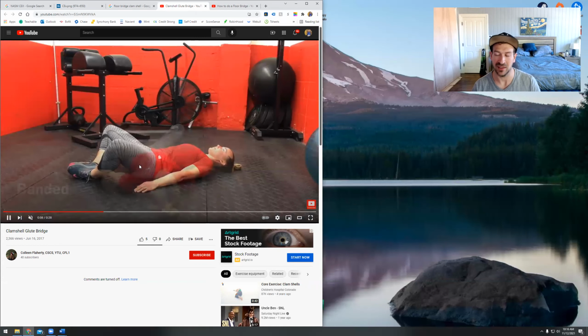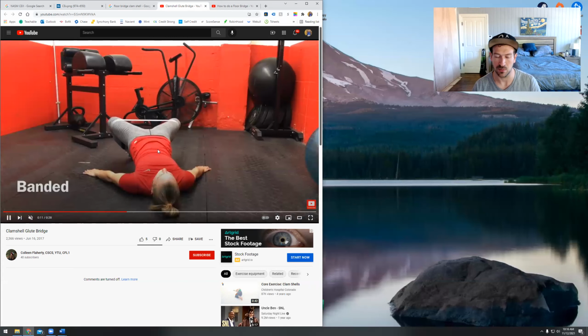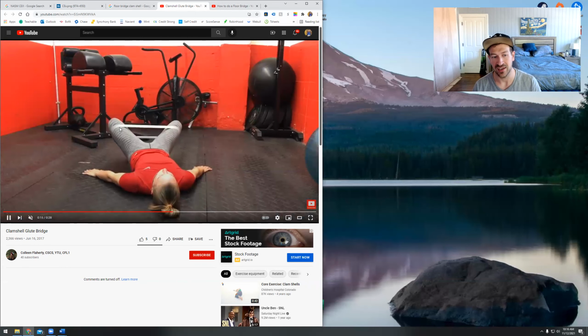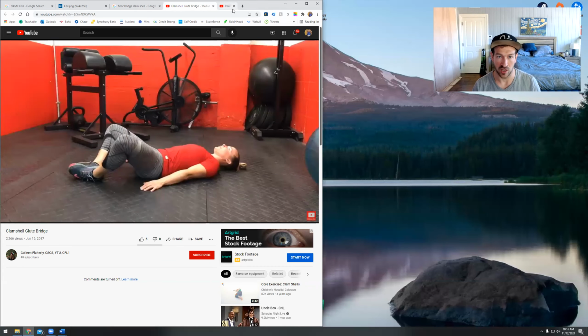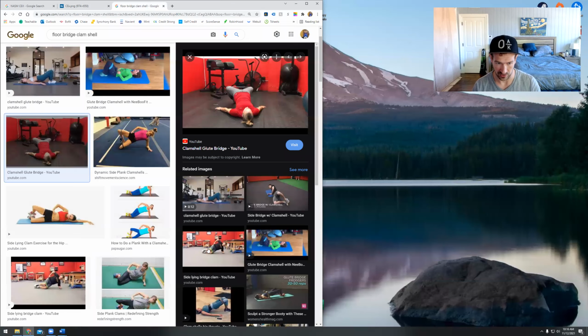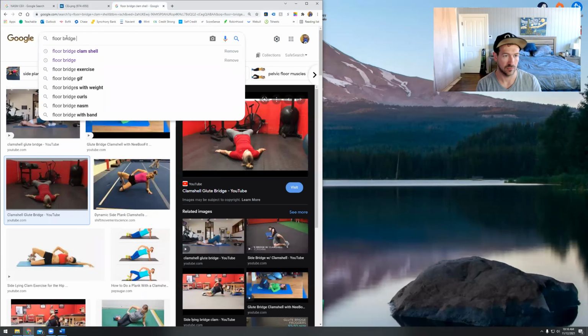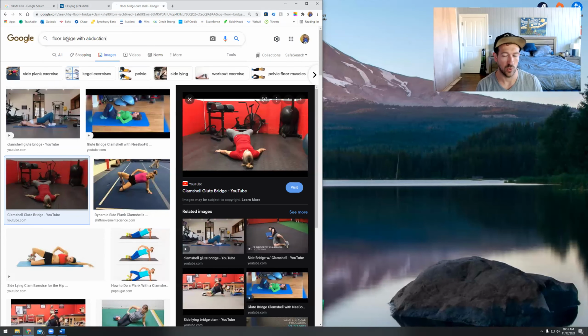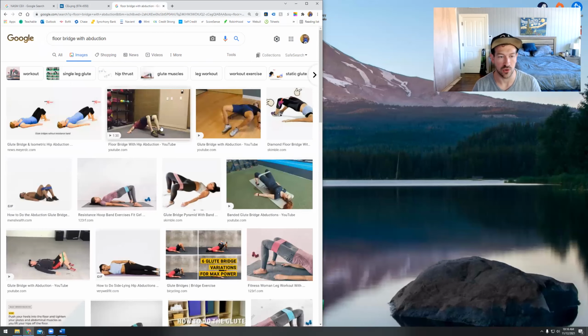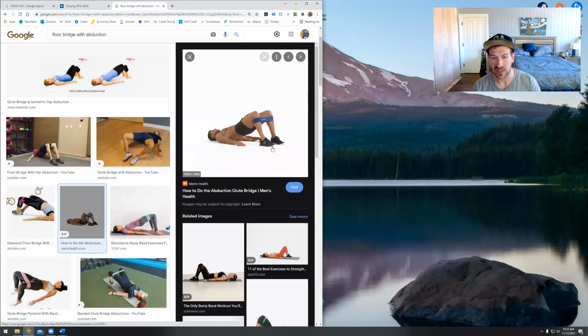So that's getting a little bit less of the gluteus maximus, and a little bit more of the gluteus medius in this version. And then she's even got a band around her thighs, which is putting even more pressure on those abductor muscles. So that wouldn't be a bad one. Or we could do a floor bridge with abduction. We could also keep it in a neutral position and just use a band there. You know, that would also be a good one.